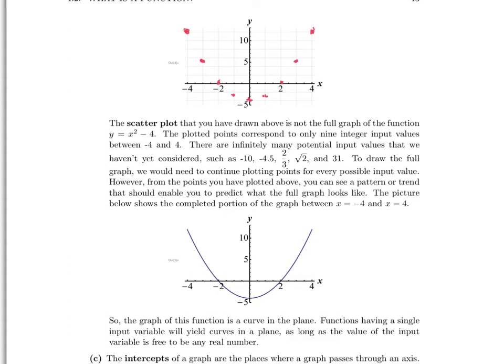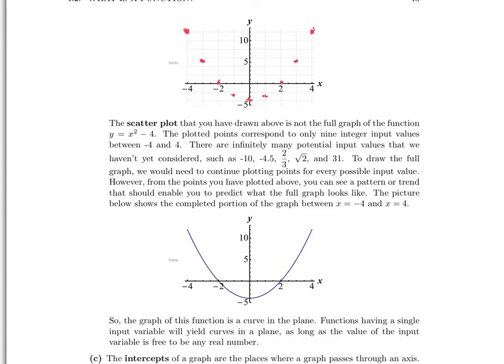The points that we plotted, there were 9 of them. They corresponded to 9 input values that we chose. Namely, we chose values between -4 and 4, and they were all integers. But there are many other numbers that we could have chosen to put into this function.